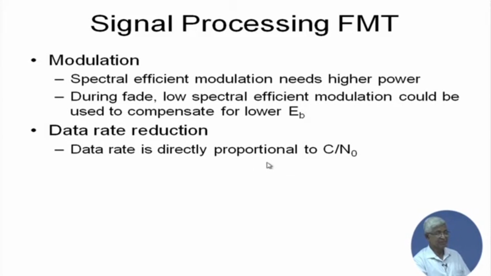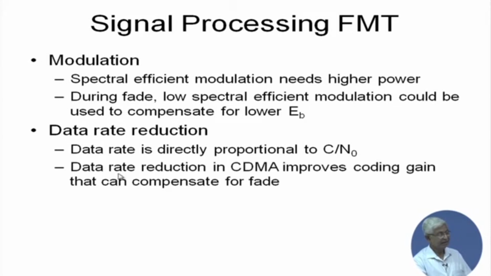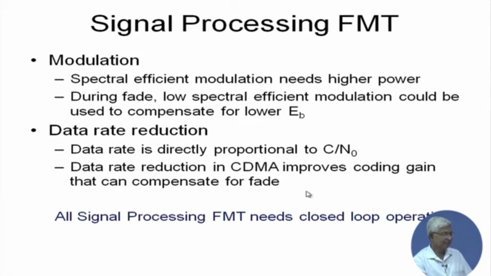So data rate is directly proportional to the C by N0, and data rate reduction obviously gives certain gain in CDMA, that is code division multiple access. I hope some of you have studied this, otherwise we will see it when we talk about multiple access techniques. There the data is spread using a code, and the advantage is coding gain. What we get depends on how much the spread is divided by the data rate. So if you reduce the data rate, your gain increases. So coding gain can increase, and that can compensate for fade. So the CDMA technique can be used.